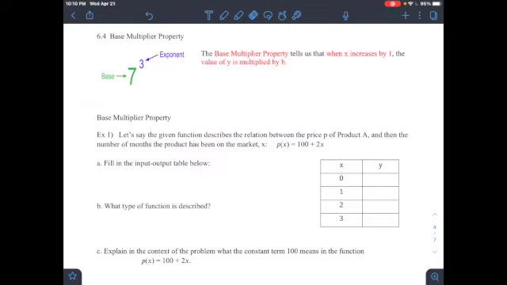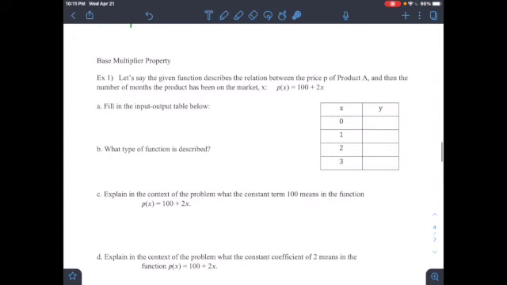And 6.4, the base multiplier property. The objective is to understand the base multiplier. What does it do to the equations? Understand that when you're looking at the 7 right here, this is called the base, okay? And the 3 is the exponent. And what happens when you are talking about the exponent? What does it do? So the base multiplier property tells us when x increases by 1, the value of y is multiplied by b. You multiply the base however many times. That's all. Base multiplier property.